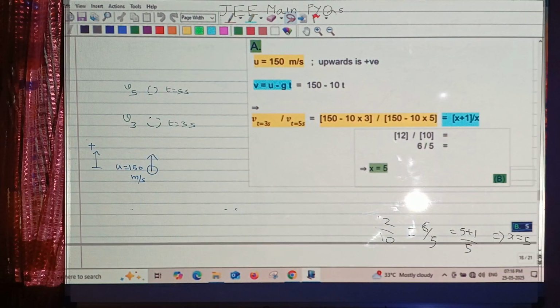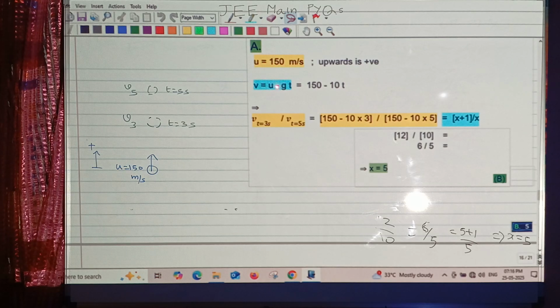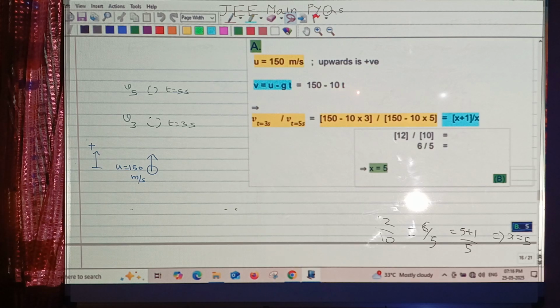This is what I explained here. Initial velocity u is 150 meter per second and it's upwards. Upward I have taken as positive, so this is positive. And the equation of motion is v equal to u plus at. a is minus g because upward direction is positive by choice. So we have 150 minus 10t. So this t I have to put as 3 seconds and 5 seconds and get the ratio. Velocity at 3 seconds and velocity at 5 seconds is 150 minus 10 into 3, and at 5 seconds you have to put 5. And this you have to compare with x plus 1 by x. From this you get x as 5.